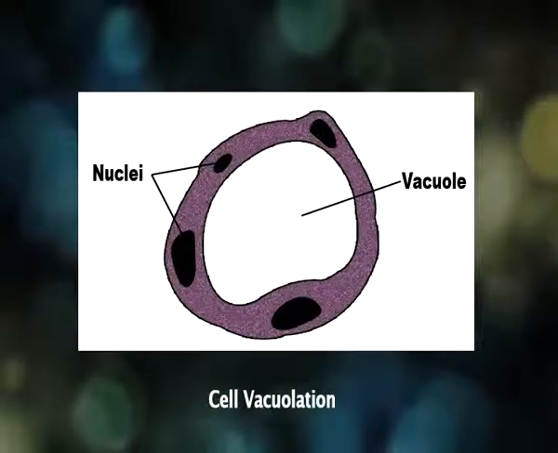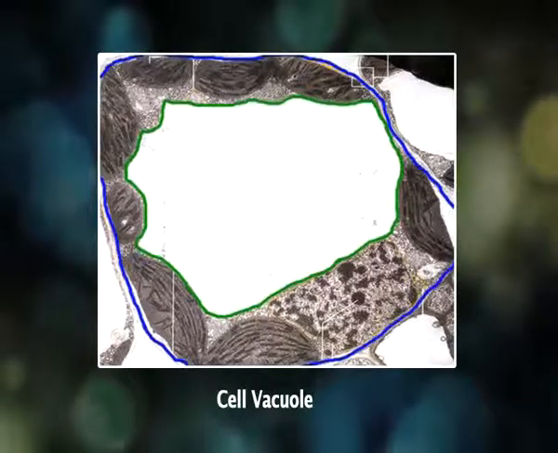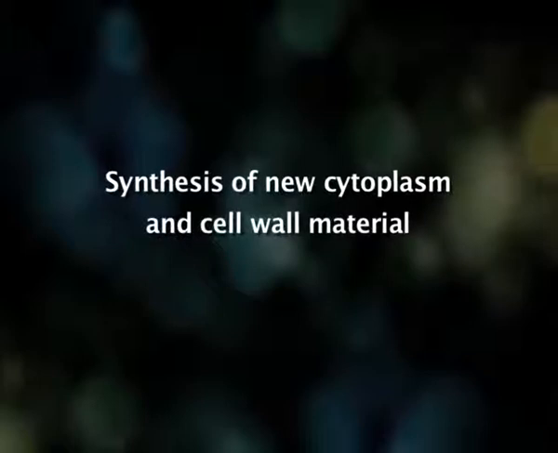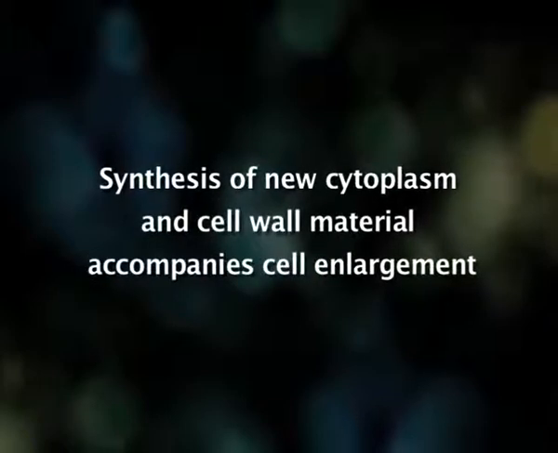Now, after cell division, cell enlargement takes place, and it is before the cell maturation. The cells increase in size mainly due to vacuolation, that's by the absorption of water. A big central vacuole appears which pushes cytoplasm to be limited to a thin boundary layer against the cell wall. The new cell wall material is synthesized to cope with the enlargement. It appears that cell enlargement due to vacuolation is governed by osmosis. In addition, synthesis of new cytoplasm and cell wall material also accompanies the cell enlargement.